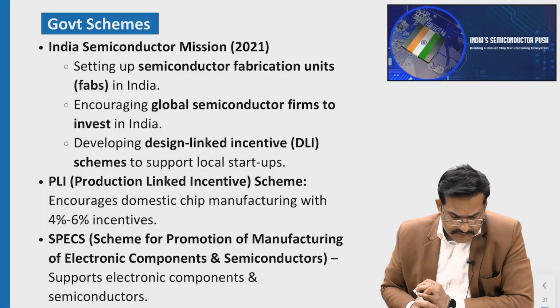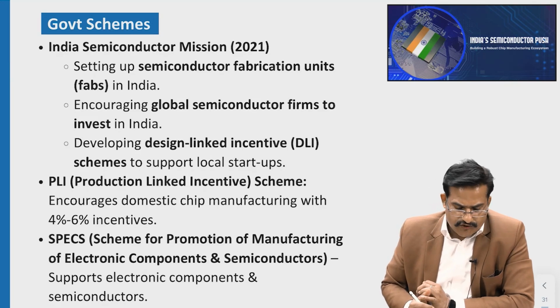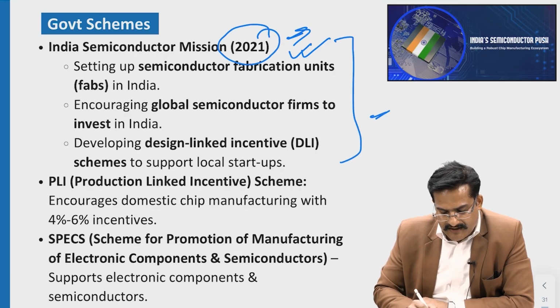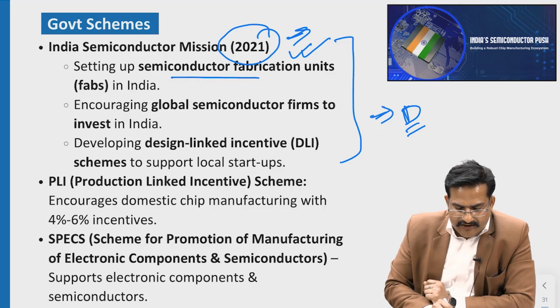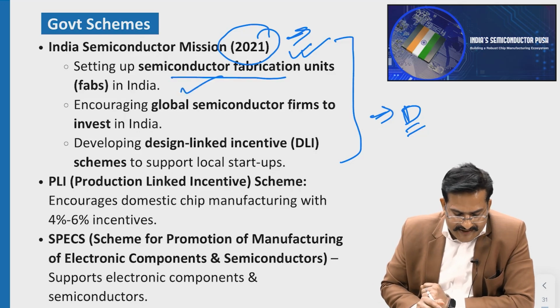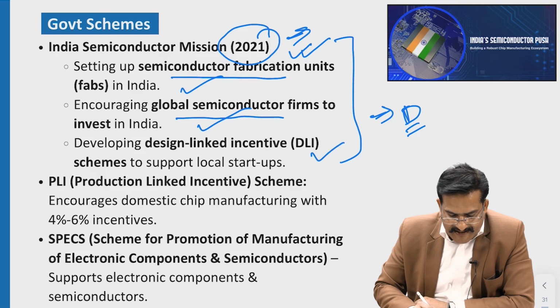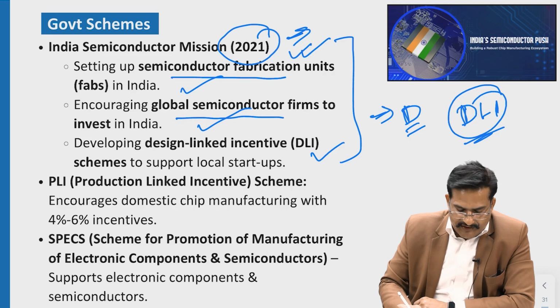Fabrication unit, right? Now, we will discuss the various schemes that are related to the fab unit. First and foremost is the India Semiconductor Mission, which was launched in 2021, under which the fab unit is being built in Dholera, right? Basically, it deals with the setting up of semiconductor fabrication units or fab units in India. It will encourage global semiconductor firms to invest in India. Also, it will develop the Design Linked Incentive, DLI, right? So there will be more design in terms of the fabrication unit.